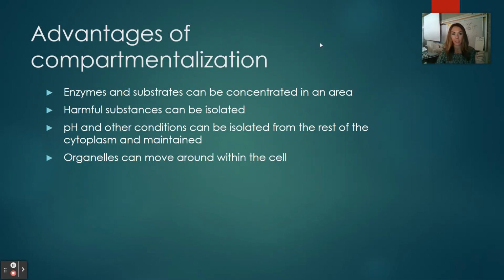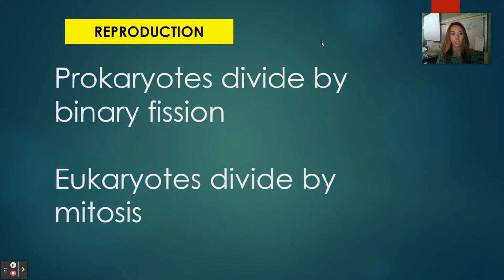Okay, here's some advantages of compartmentalization I already kind of went over. They can be concentrated in a specific area, right? So just talked about enzymes and substrate. Your body can make enzymes in one specific area. Anything harmful can be isolated and broken down, right? Versus just being free floating like in a bacteria. The pH and conditions can be isolated from the rest and maintained. So it's not going into the rest, and the organelles can move around within the cell, right? So they can stay in their specific jobs, but they can move around to what needs to be done, right? So lots of advantages of having these compartmentalized. It allows them to do different things because they're so separated and can maintain, all right?